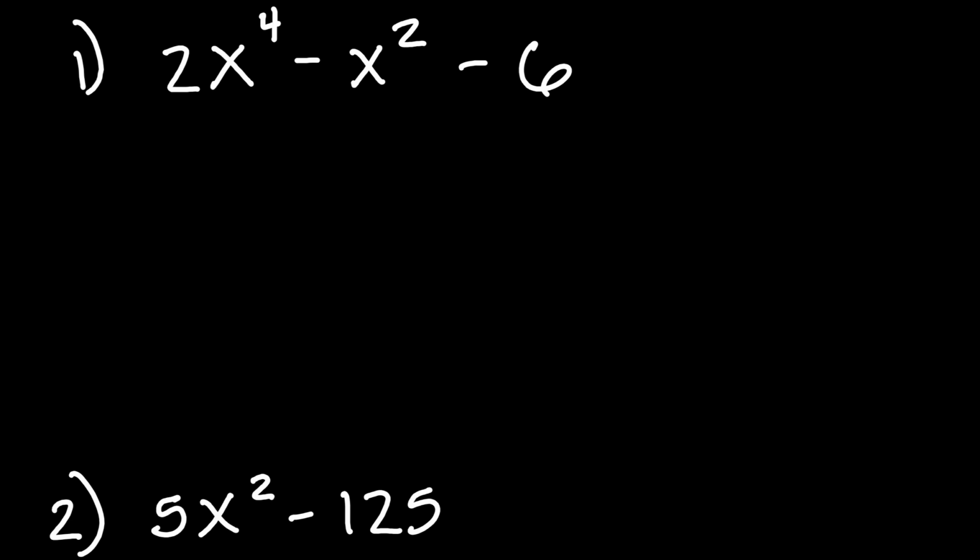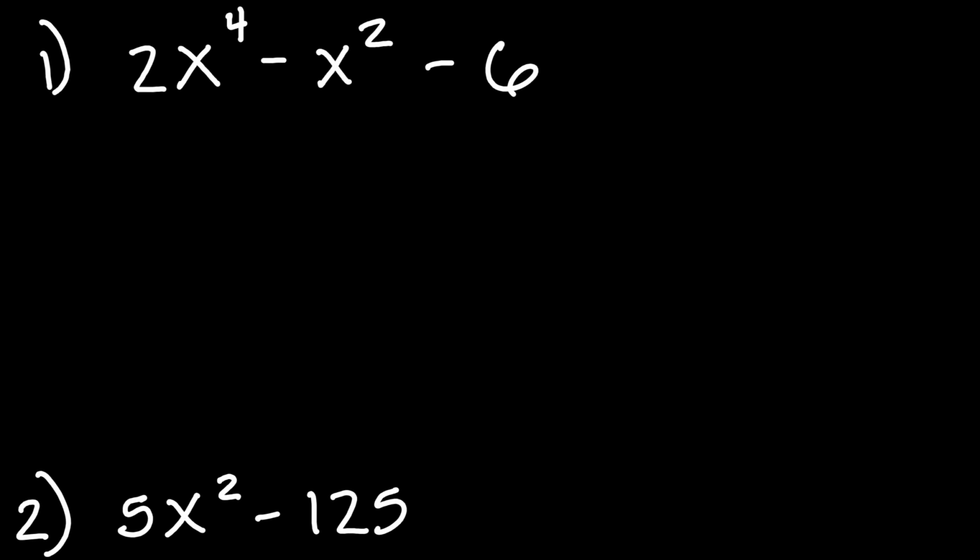Instead, we see, oh, it's x to the 4th, and we also have an x squared. So we know we can use what is called quadratic form, where we replace the variable with something that can be factored, right? So what should we replace x with?